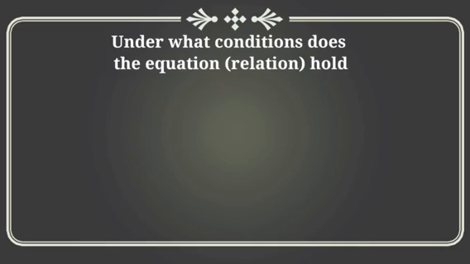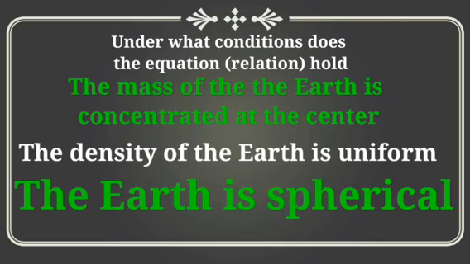Alright. The first condition is that the mass of the earth is considered to be concentrated at the center of the earth. The second condition is that the earth is assumed to possess uniform density. And the third is that the earth is spherical. Those are the conditions necessary for the equation to hold.